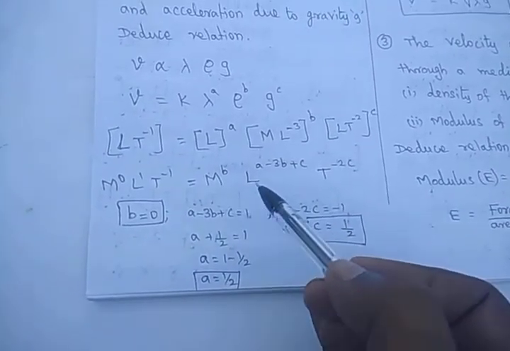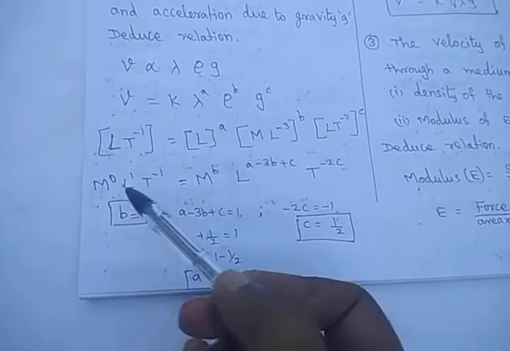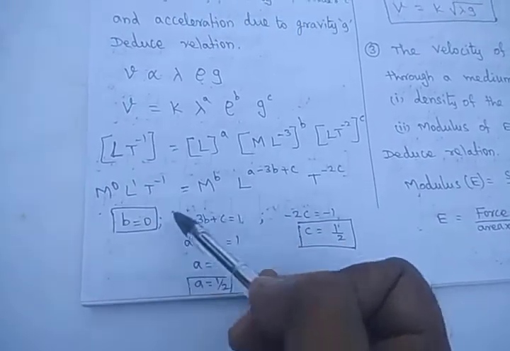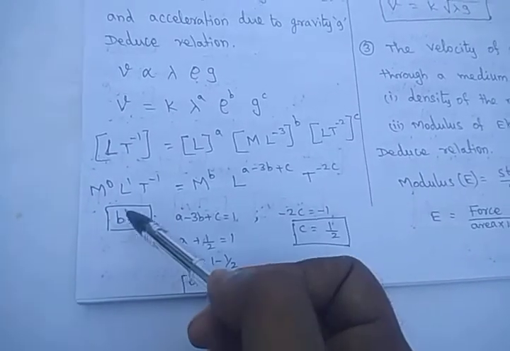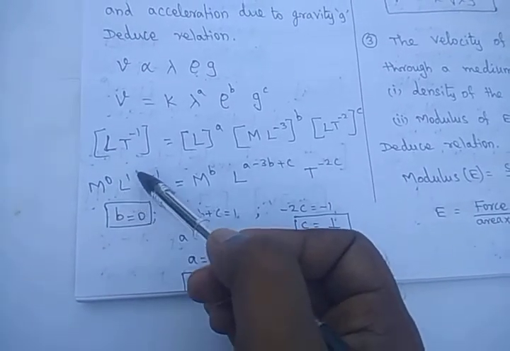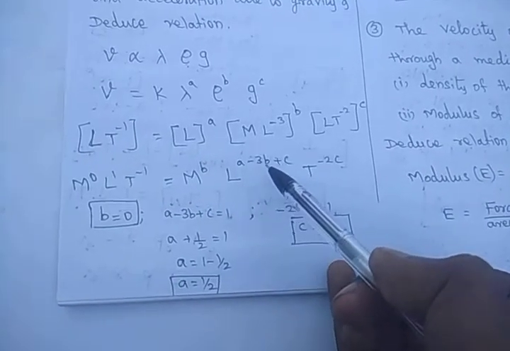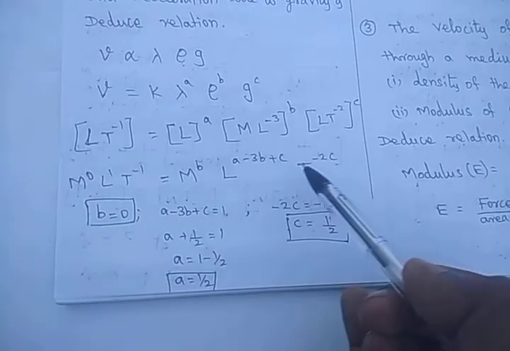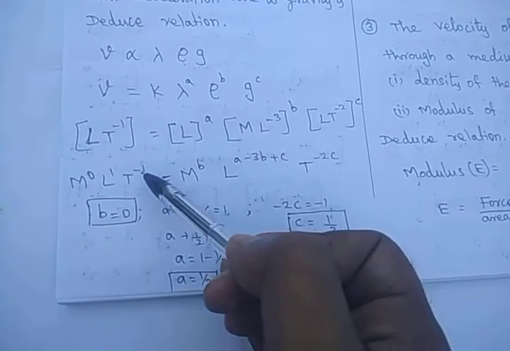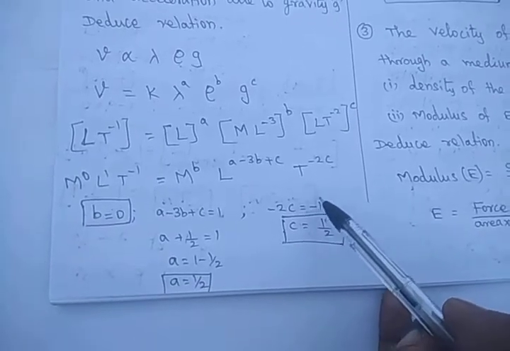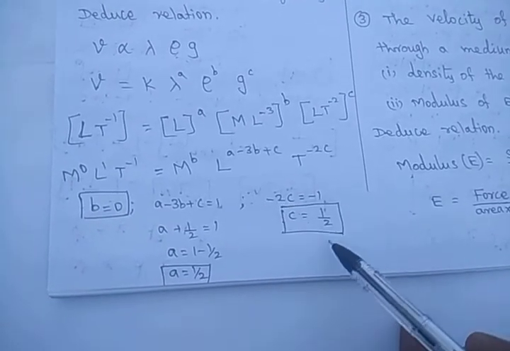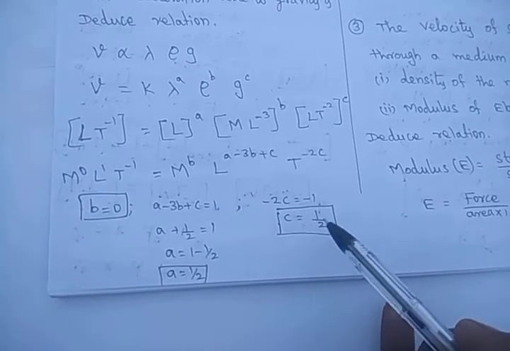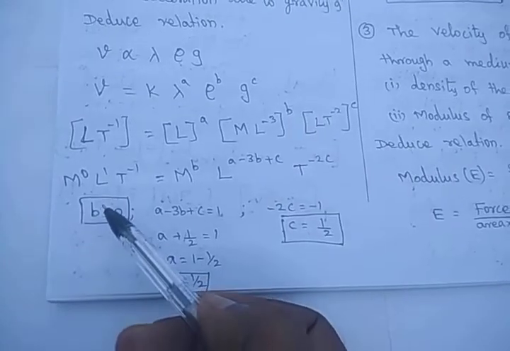Now compare M, L, T with the left hand side. There is no M, so we put M power 0. So b is equal to 0. Easily we find one of the constants, the b value. Then L power 1: a minus 3b plus c is equal to 1. Then the next one, minus 2c is equal to minus 1. The minus signs get cancelled, bring the 2 to the right side, it is 1 by 2. So the c value we calculated: c is equal to 1 by 2. The b value is 0.